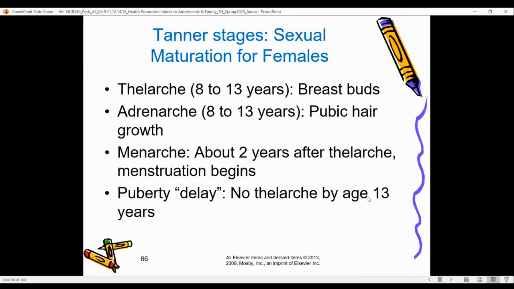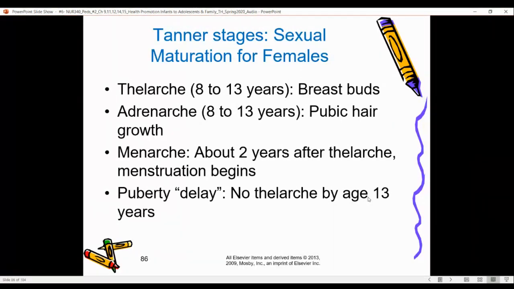So there are 3 main stages that we see with females. The first one is thelarche, and that is between 8 to 13 years of age. This is breast bud development. So this is when the girls start to develop their breasts. Adrenarche is the next phase, and they get pubic hair and they get the underarm hair. And then menses is about 2 years after thelarche.